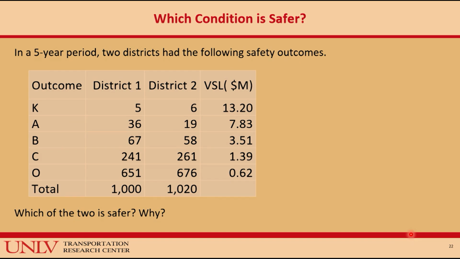Now I'm going to go back to the problem I gave you earlier today. The same thing, we have 1000 and 1020 total crashes in the two districts, District 1 and District 2, and what I have added here is VSL. And I'm going to give all of you 2 minutes to tell me which district is safer, which scenario is safer. 2 minutes from now, please work with your partners. Maybe one of you can work on District 1 calculations, the other can work on District 2 calculations. So 2 minutes.